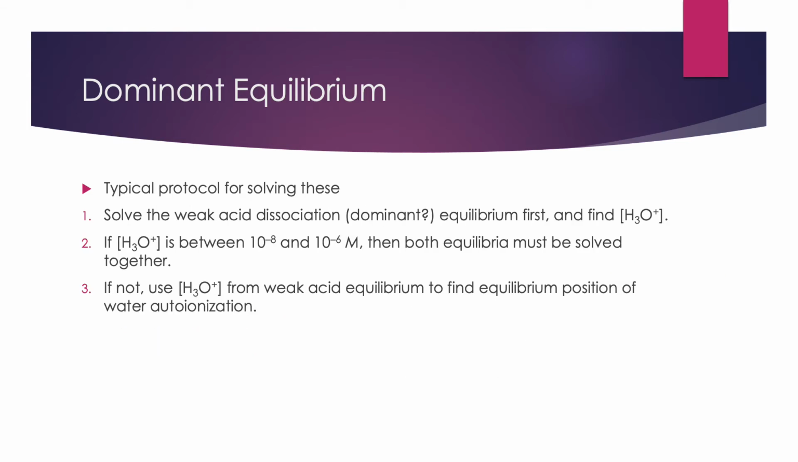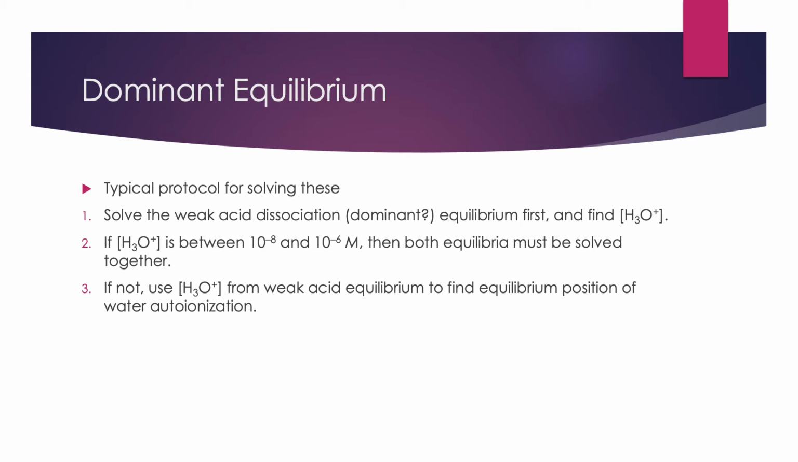Now, the typical protocol that we're going to have for solving with dominant equilibria is to first solve the weak acid dissociation, assuming that it's dominant. And when we do that, we'll find the expected concentration of the hydronium ion. Now, as I said, if that hydronium ion is between, say, 10 to the minus 8 and 10 to the minus 6 molar, that's very close to what we would get in a regular pure water solution, where the hydronium ion would be 10 to the minus 7 molar, then we're going to have to solve both of the equilibria together. We're going to have to use some more complicated techniques to solve it.